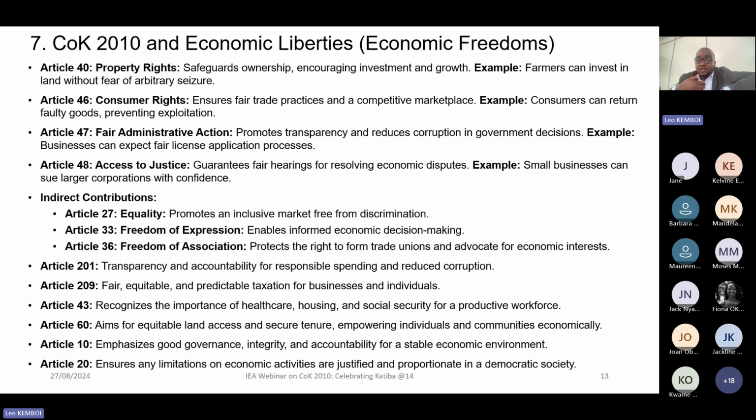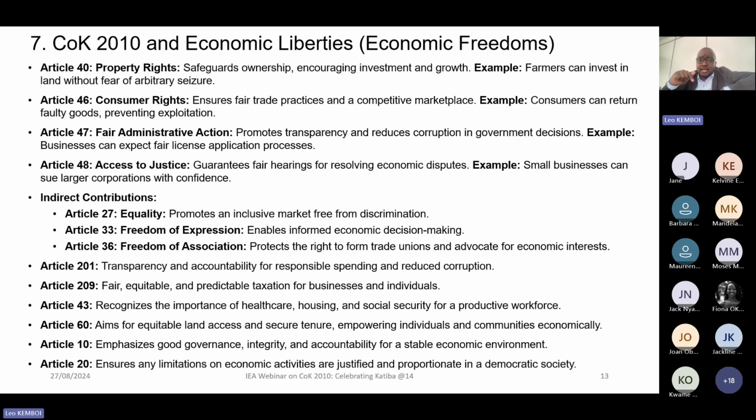And you see that. So, for example, Article 40 on property rights limits Parliament from even enacting legislation that inhibits the enjoyment of the right to property. So that's very strong. You see, the Constitution takes a very strong posture on that.